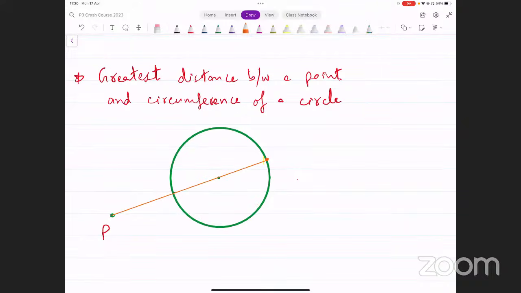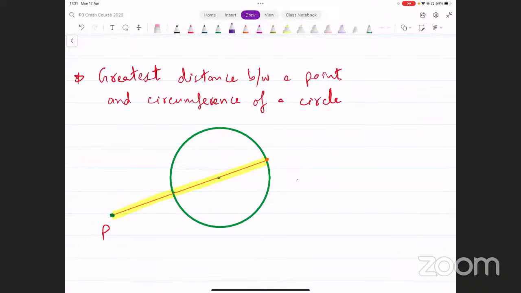This point is going to give you the greatest distance between the point and the circumference of the circle. When the line coming from that point passes through the center of the circle and touches the circle again on the other side, this would give you the greatest distance.